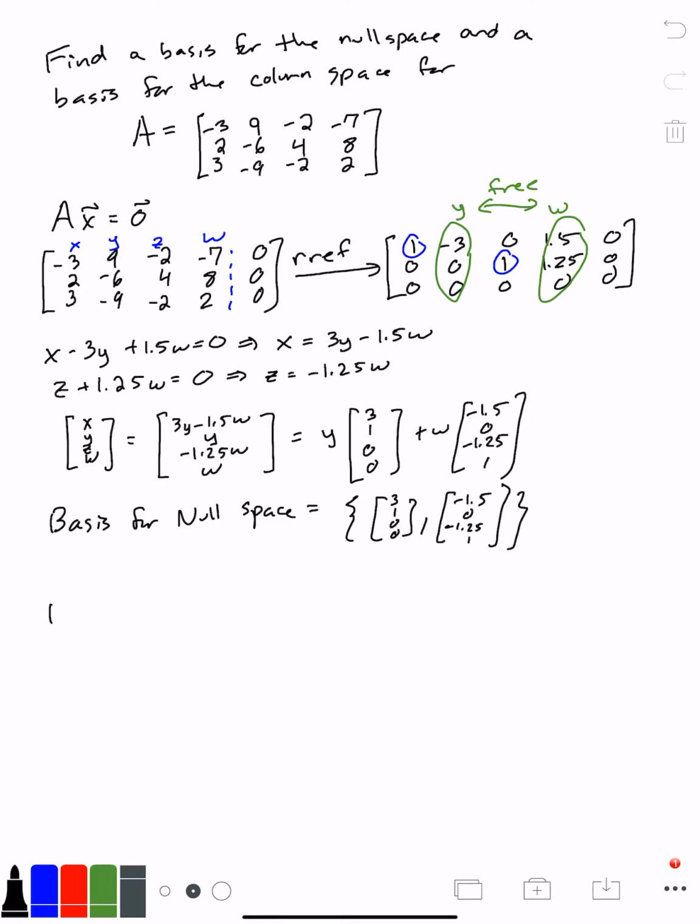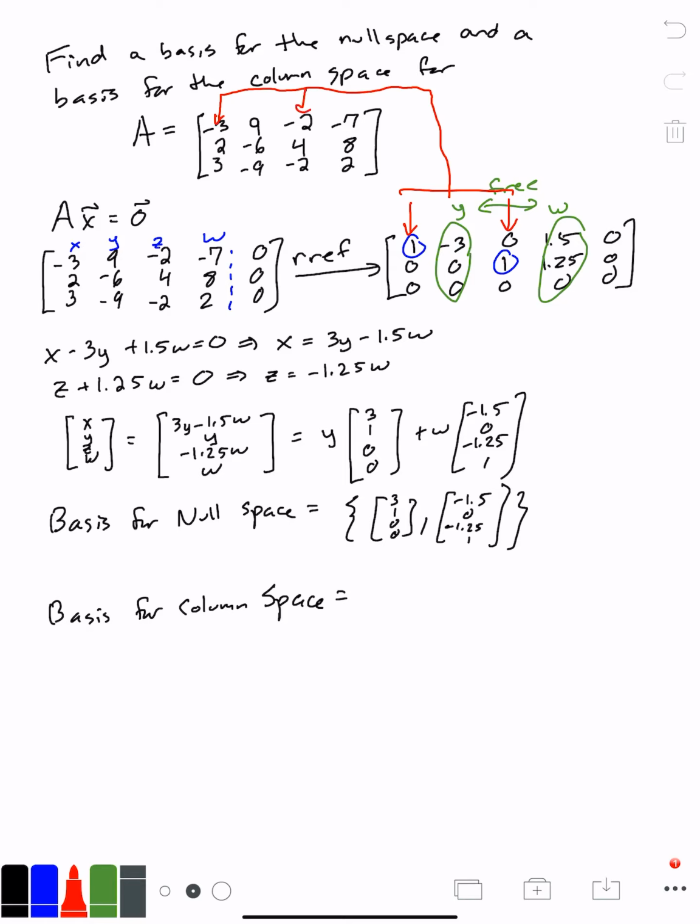And furthermore, if you want to find the basis for the column space, you look at where you had your pivots. My pivots were in column 1 and column 3. And you have to go back to the original matrix and take column 1 and column 3.